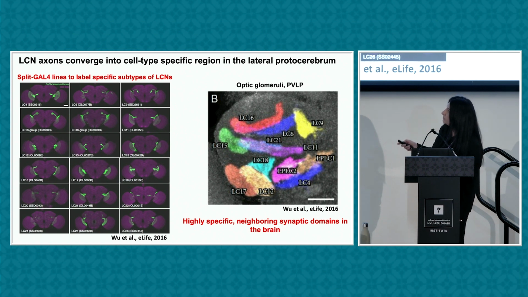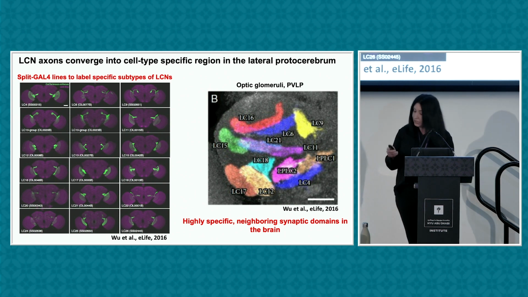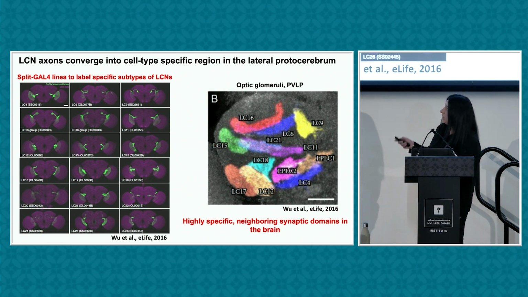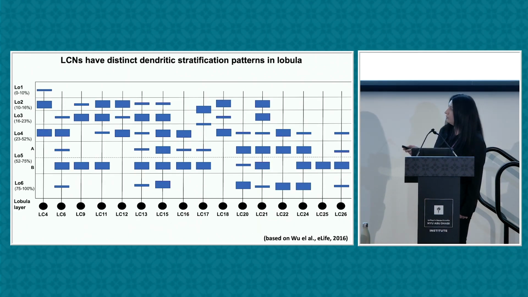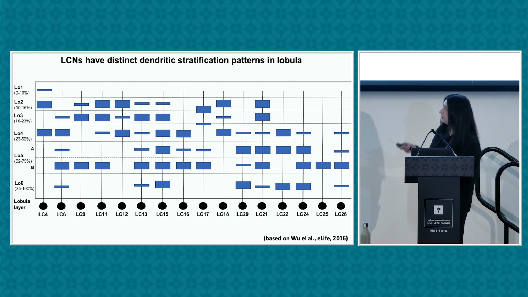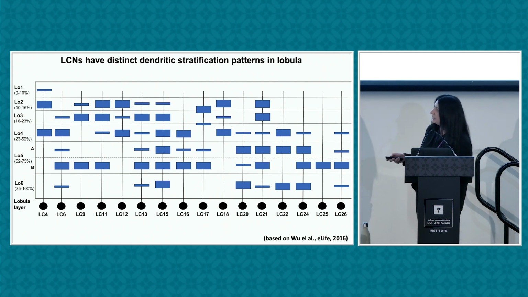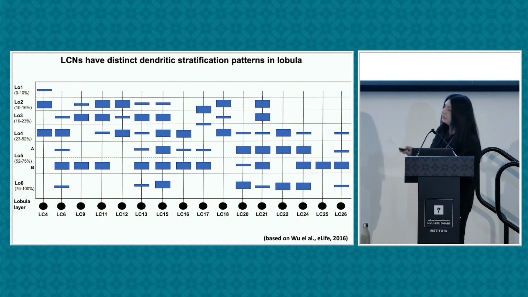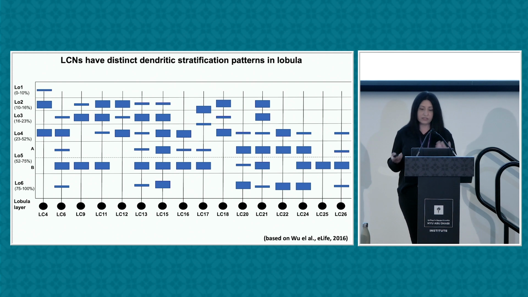And so each one of these colors represents a termination zone of one of these different LCs. So they have a very unique projection pattern in the central brain, and within the lobula itself, they also have a unique stratification pattern, a dendritic pattern within the lobula. So the lobula can be subdivided into 6 layers, and each one of these lobular columnar neurons projects to a distinct layer within the lobula. So each one is very unique in terms of their morphology.